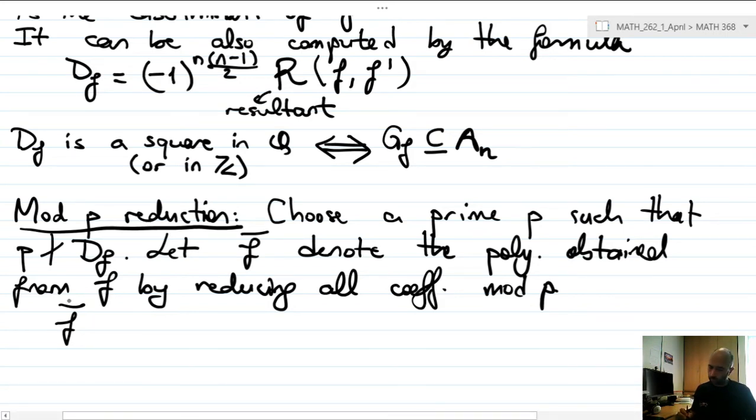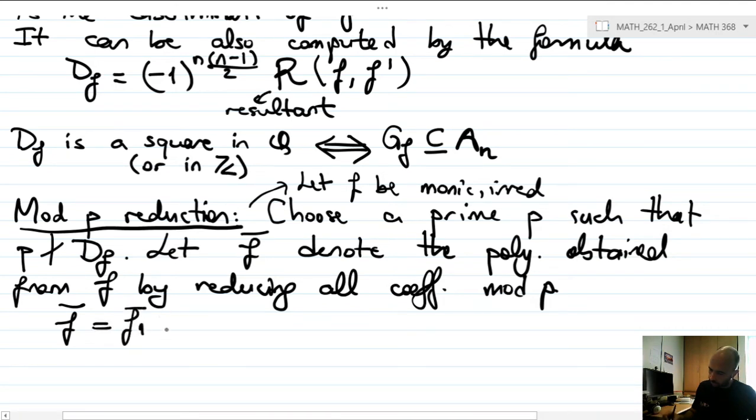Okay, I didn't write it here, but let's say f is monic and irreducible to start with. Even if it is irreducible, once you reduce mod p, it may not stay irreducible. So suppose it decomposes in this way.